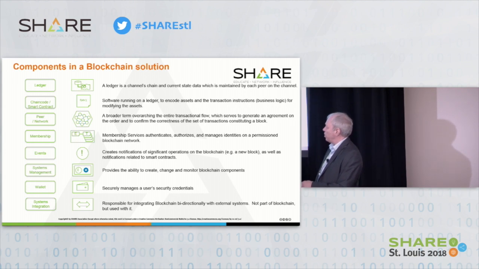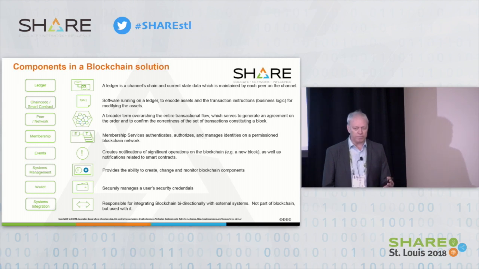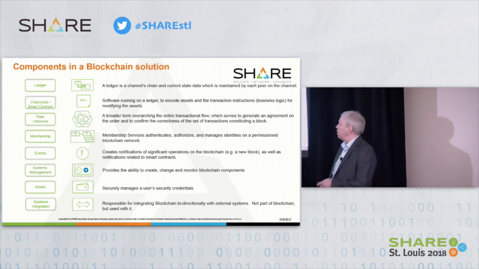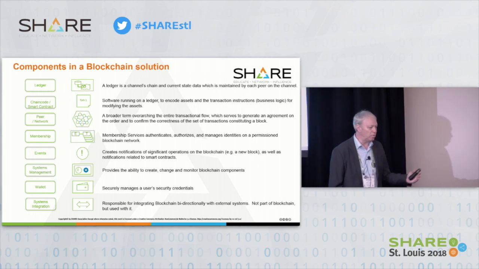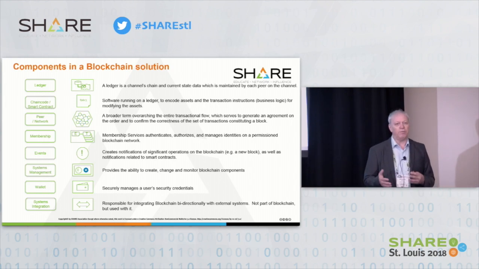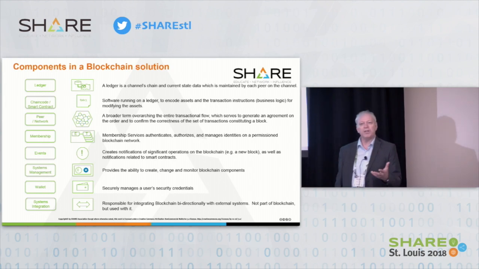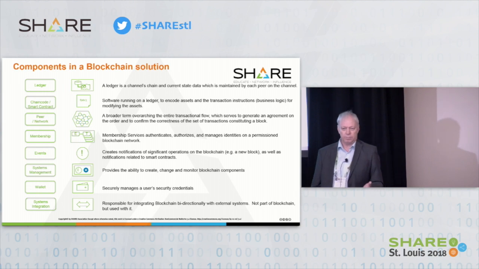The membership service authenticates and authorizes, manages the identification, who is part of that network, and manages the permissioned blockchain access. Then we have events, and events are notifications on the blockchain. If something happens, I want to be notified. So with these events, and we will see later on how these events can be used to, for example, interface with my system of record. Okay?